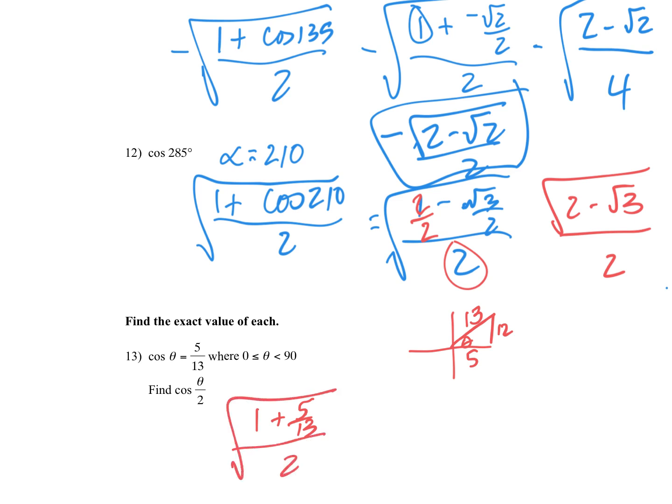Since it's in the first quadrant, half of it's also going to be in the first quadrant, so it's all going to be positive. It's going to be 18 over 26, and we're going to reduce that to 9 over 13, and we're going to give each one its own radical. Well, radical 9 is 3. Radical 13 stays radical 13. We can't have a radical in the basement. So we multiply by root 13 over root 13, and we get 3 root 13 over 13, and that is your final answer.